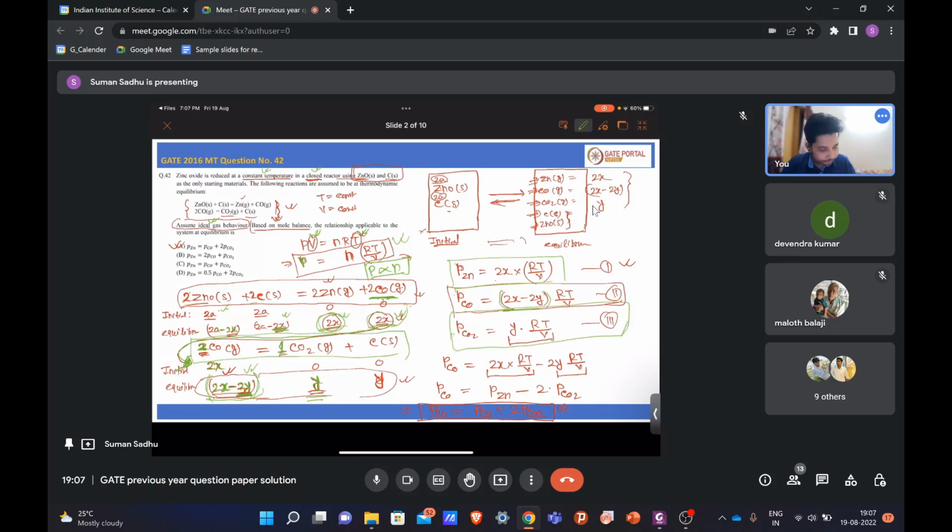Now, if you take this equation, that is P_CO, and if you split this up, you will find that 2x into RT by V is nothing but P_Zn. 2x into RT by V is P_Zn, and this is 2 into P_CO2. So you can rearrange it, and you will find that P_Zn is equal to P_CO plus 2 P_CO2. So the correct answer for this question is option A.